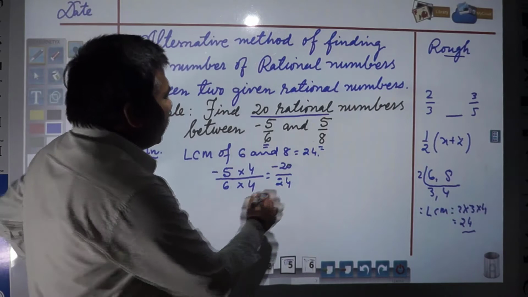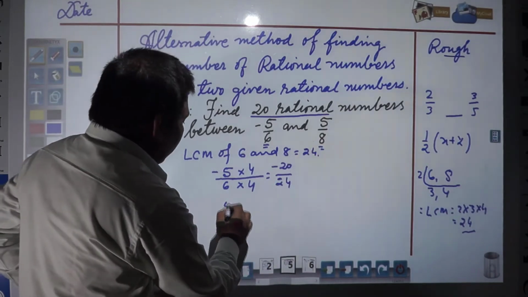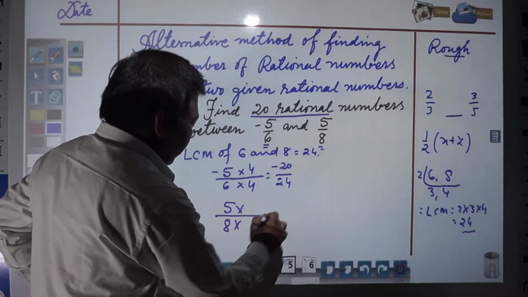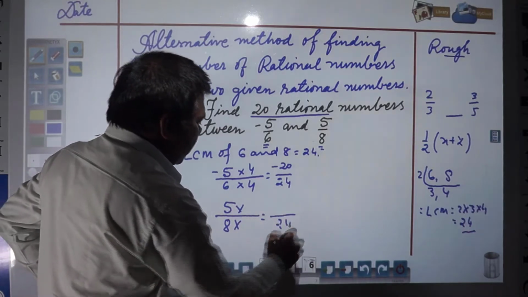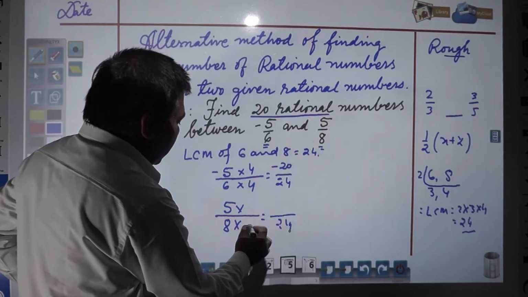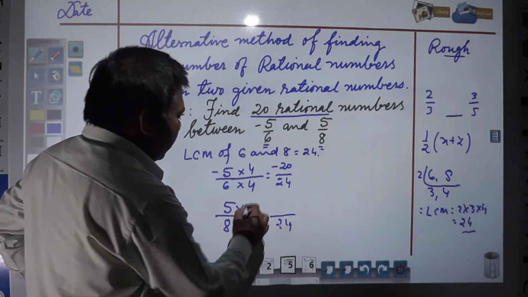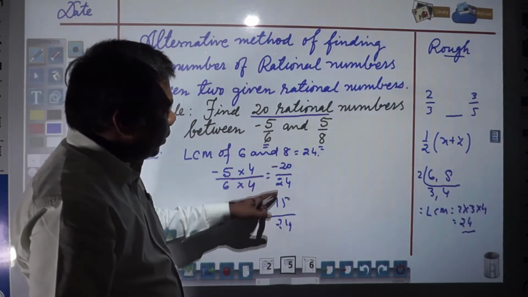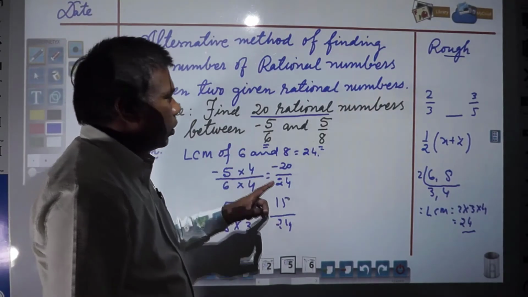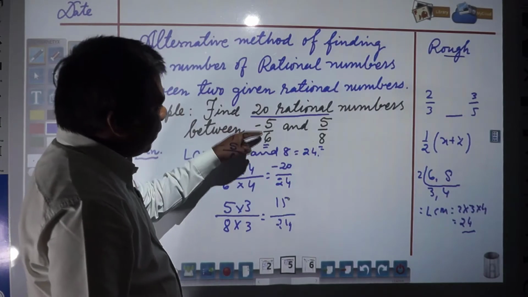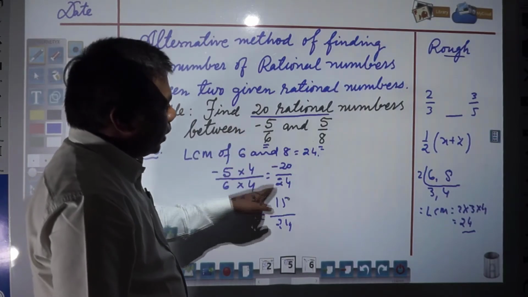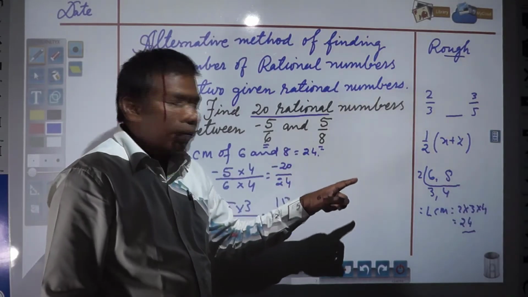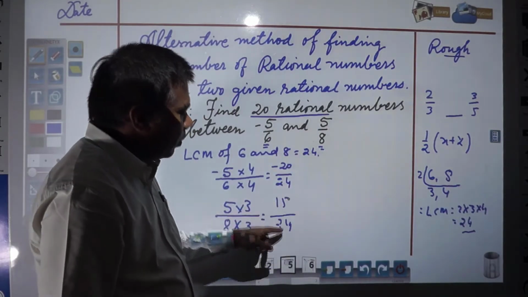In the same way, you find out the equivalent fraction of 5 by 8 having denominator 24. Here you see what number will be required to be multiplied. 8 3s are 24 and 5 3s are 15. So you got minus 20 by 24 and 15 by 24. So minus 5 by 6 you can write as minus 20 by 24, and 5 by 8 will be equivalent to 15 by 24.